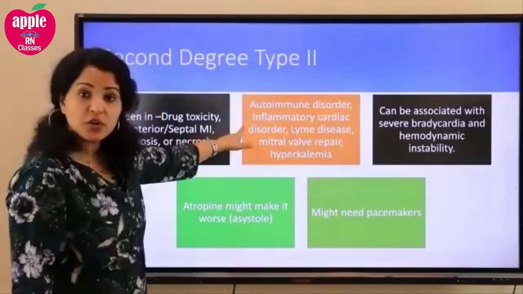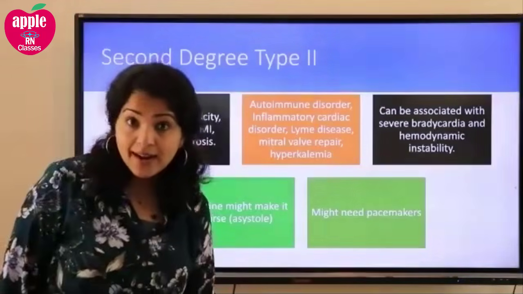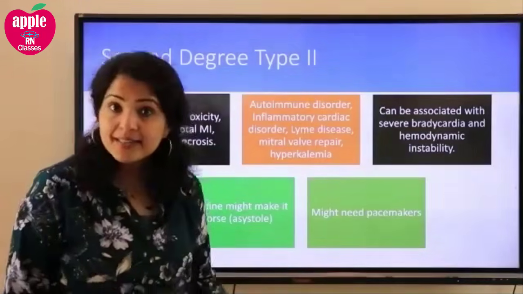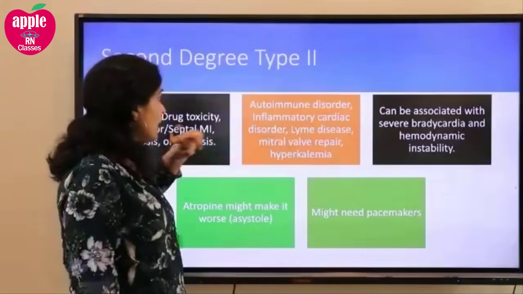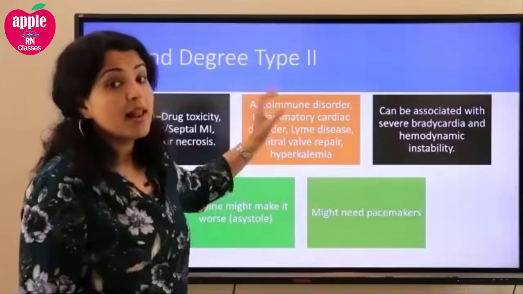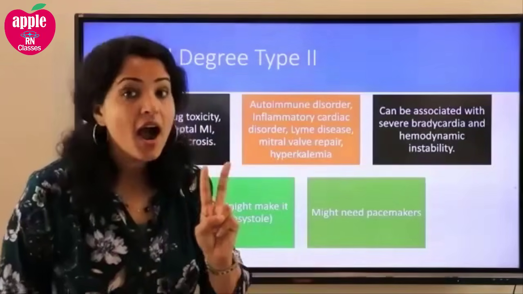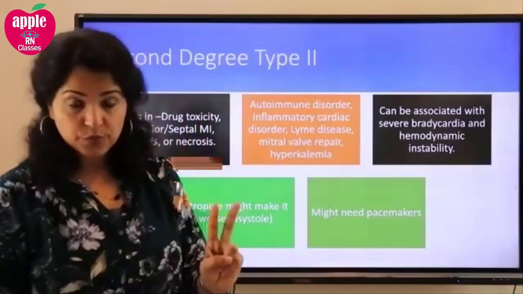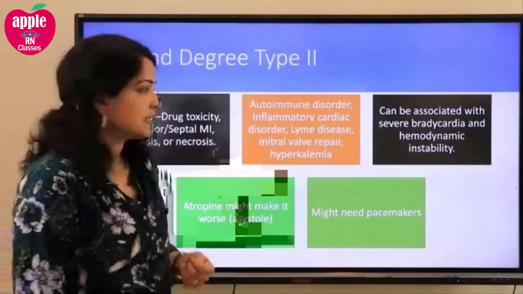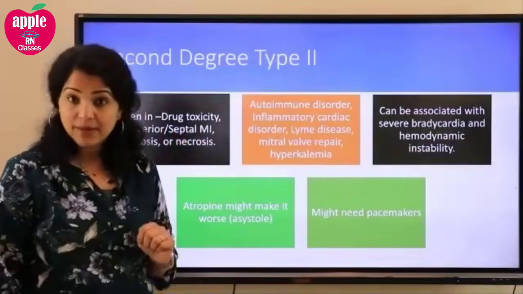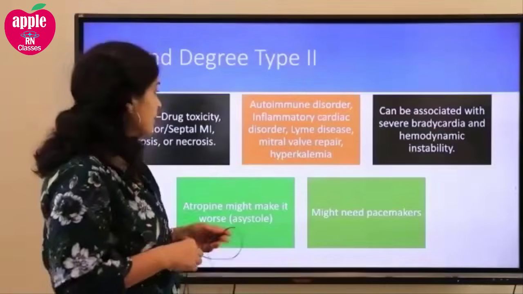So autoimmune disorder, inflammatory cardiac disorder. Inflammatory meaning like your endocarditis or myocarditis, that kind of itis problem, that is an inflammatory cardiac problem. Lyme disease, please remember that. Lyme disease can cause second degree heart block type 2, because of the scarring it can cause in the myocardium. And mitral valve repair, when there is valve repair, that can happen.